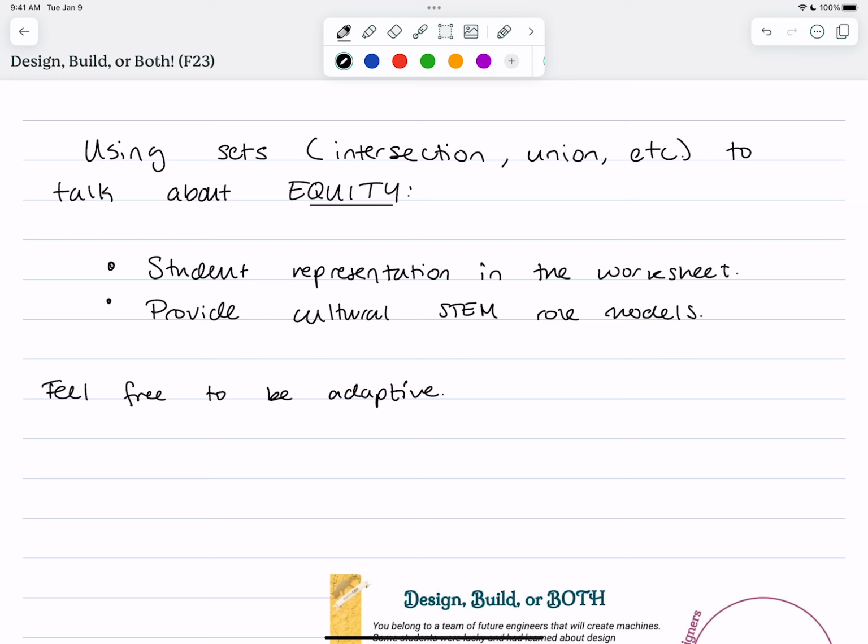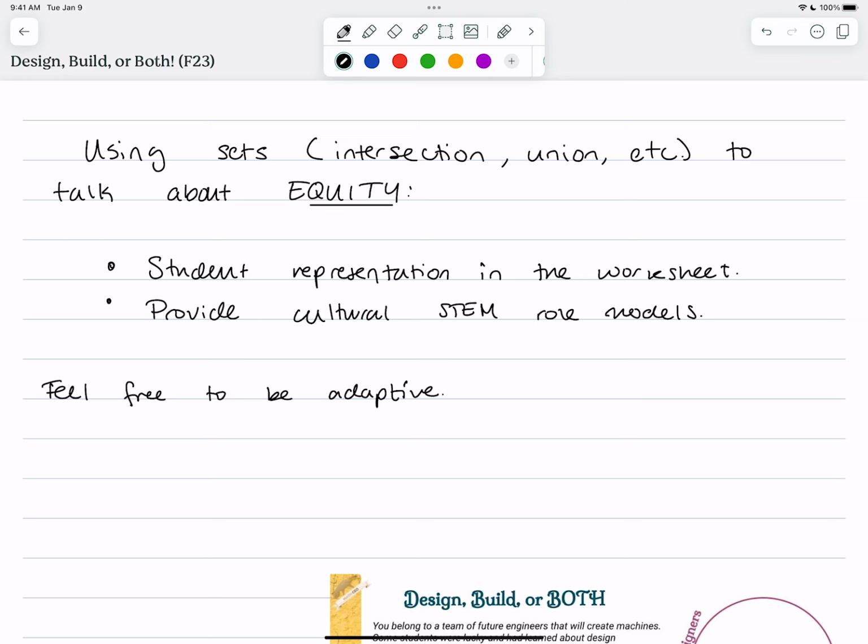Hello everyone. This activity, design, build, or both, is going to be using the language of sets, so intersection, union, complement, and all that sort of stuff, to both build intuition for those mathematical concepts and to talk about equity. In particular, we can use this to talk about student representation in the worksheet, so make sure that you tie it in so that students can see themselves as characters in this worksheet, but also as a way to provide role models for STEM.